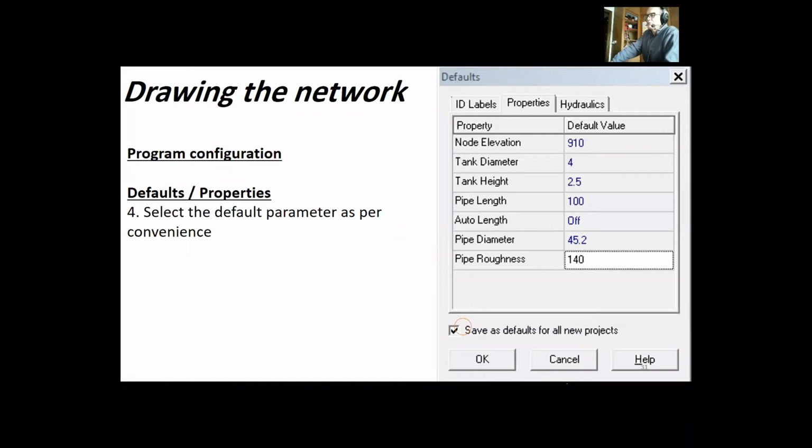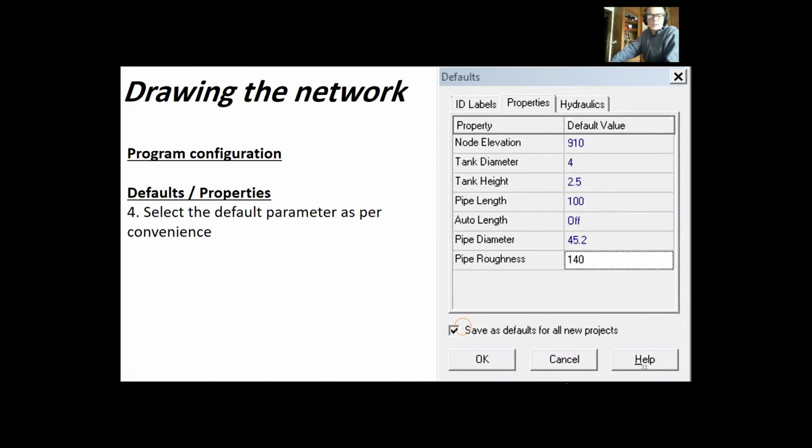Below you see the option to save it as default. Then you go to the properties. Those are figures that appear when you open or when you create a new element. Let's say I create a new tank. If I write 2.5, it means the new tank height will be 2.5, but you can change it. So anyway, these figures you change every time, but for example, for the pipe roughness, you write 140.